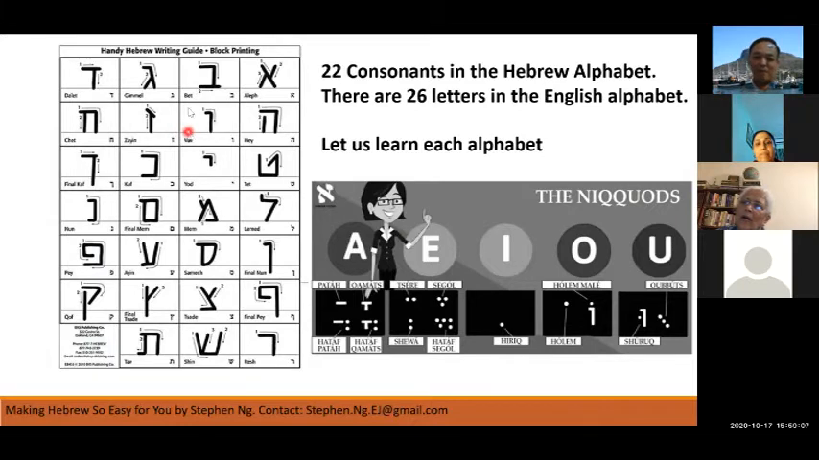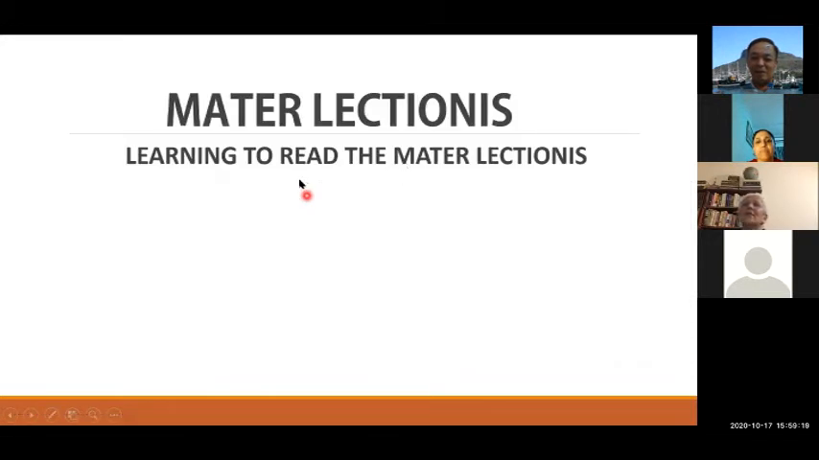Okay, so you learned the consonants last week. This week, you have already done the Nikud. Congratulations. You will be able to read Hebrew very soon. Let me explain first: the Mater Lectionis, like I mentioned just now, means learning to read. The Mater Lectionis is a mother of pronunciation and so on.